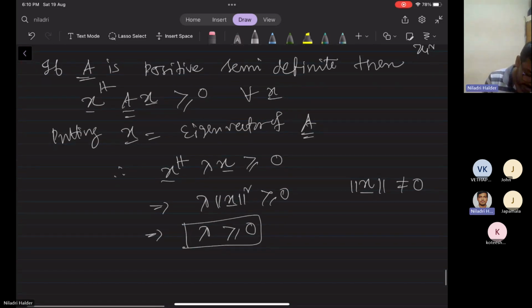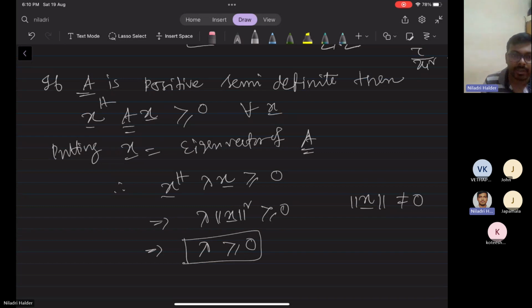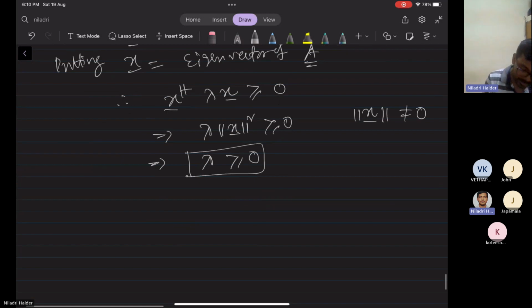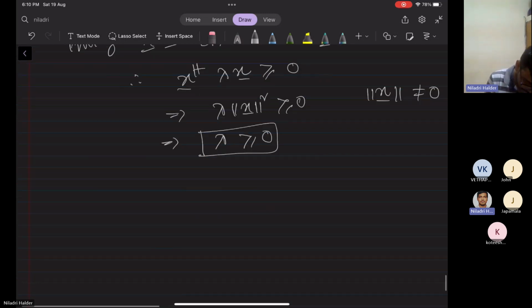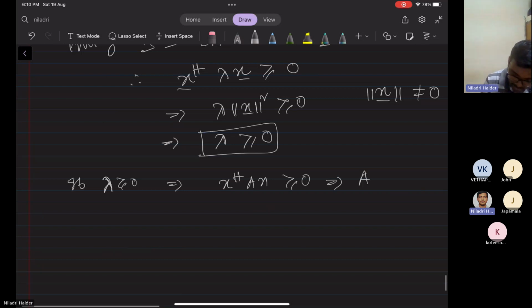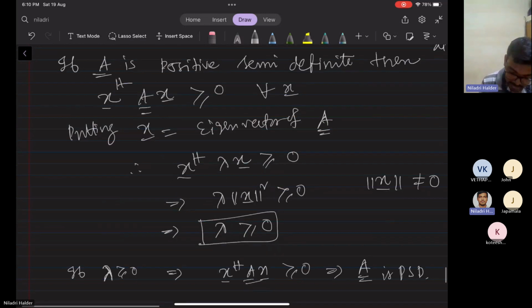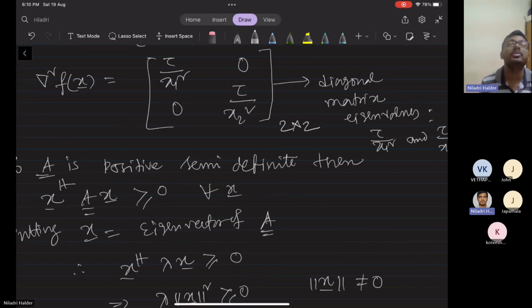The reverse is also true actually. If a matrix is positive semi-definite, then all the eigenvalues are non-negative, and the reverse is also true. If all the eigenvalues are greater than or equal to 0, then x Hermitian A x will also be greater than or equal to 0, and then A is positive semi-definite. So this also can be proved. So we need to check whether the eigenvalues are non-negative or not.